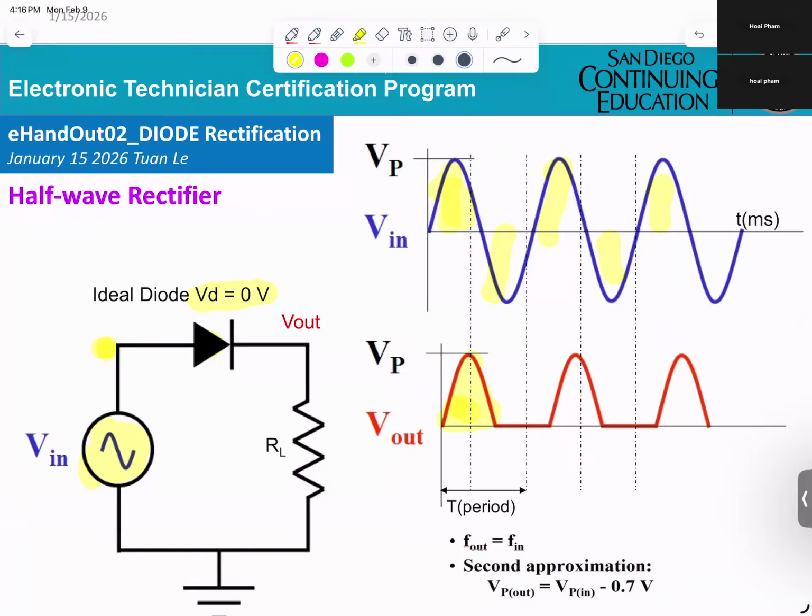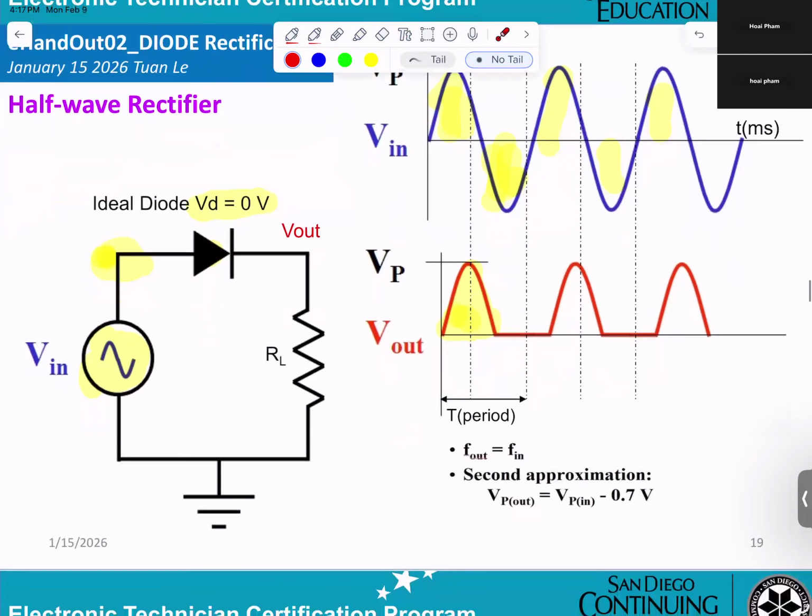When you get a negative input, the diode is open. Diode open, you get 0. Positive, you get it; negative, 0. That's why they call it half-wave rectify. They rectify only the positive, not the negative. So input frequency equals output frequency.